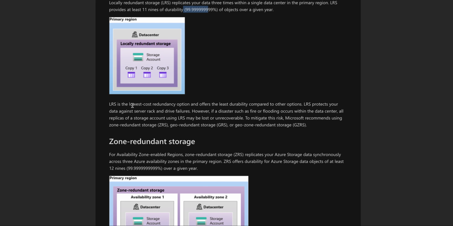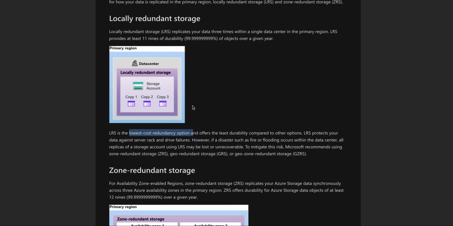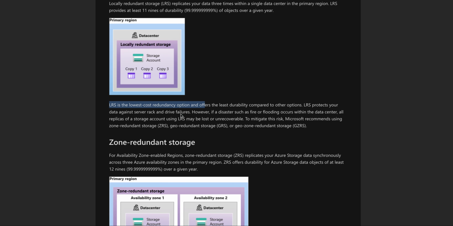It is the lowest cost redundancy option, okay, and offers the least durability. Even though it's 11 nines, it still is the least durability compared to other options. And LRS protects your data against server rack and drive failures. So if in a data center you have one server rack failing, you still have two others, right?